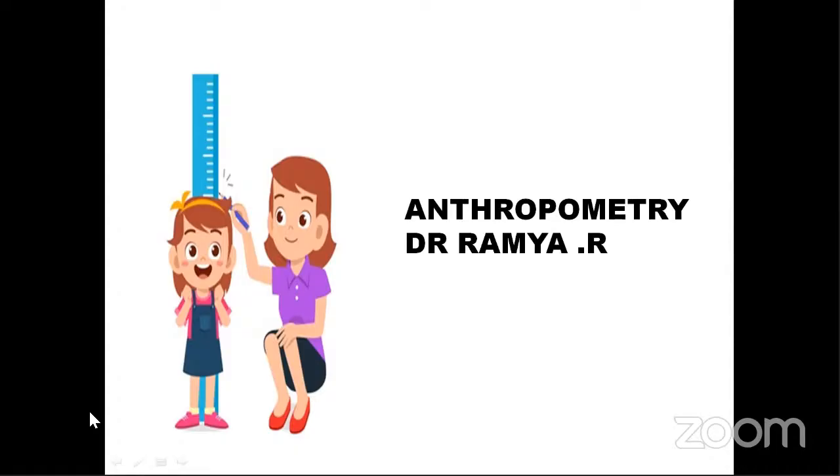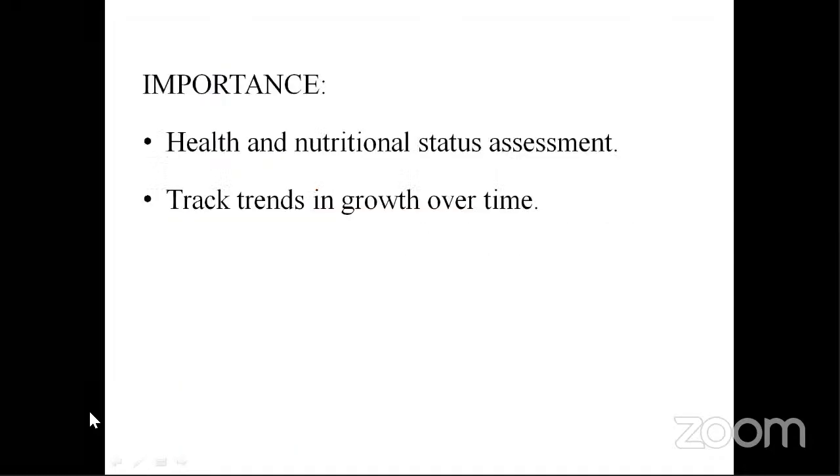So now we'll be discussing anthropometry. In anthropometry, I'll tell the basic things like how to measure each parameter and a few significant points which will be asked in the exams. So anthropometry, anthropo means human and metry means measure. So basically we are measuring certain important things in our human body and each one has a significance. So what is the importance of doing these measurements?